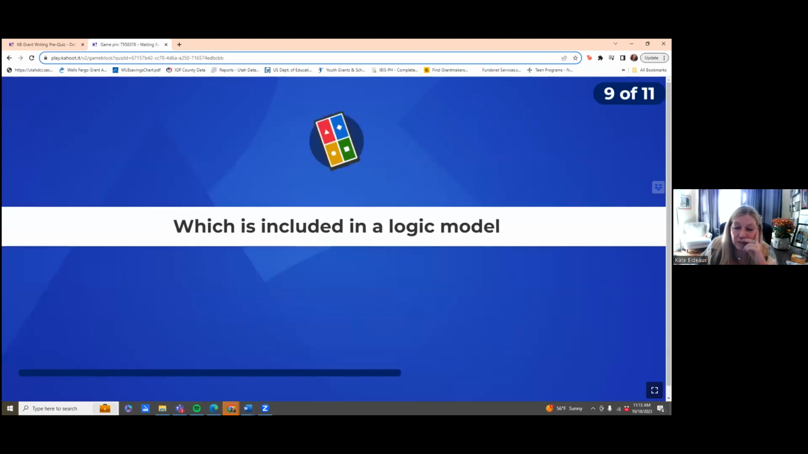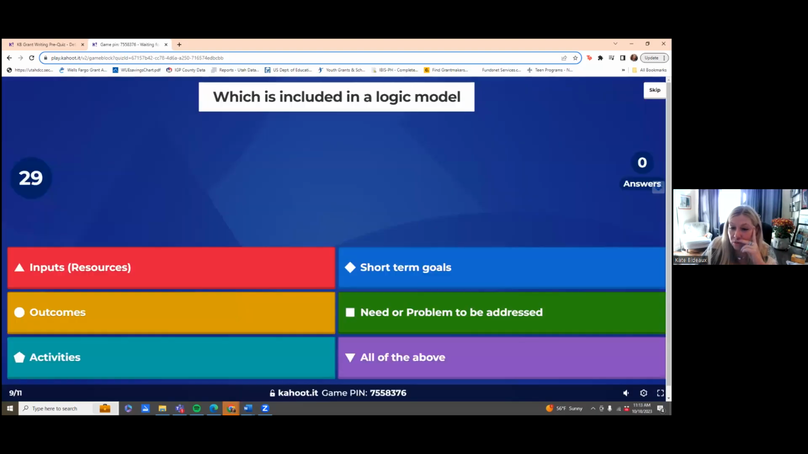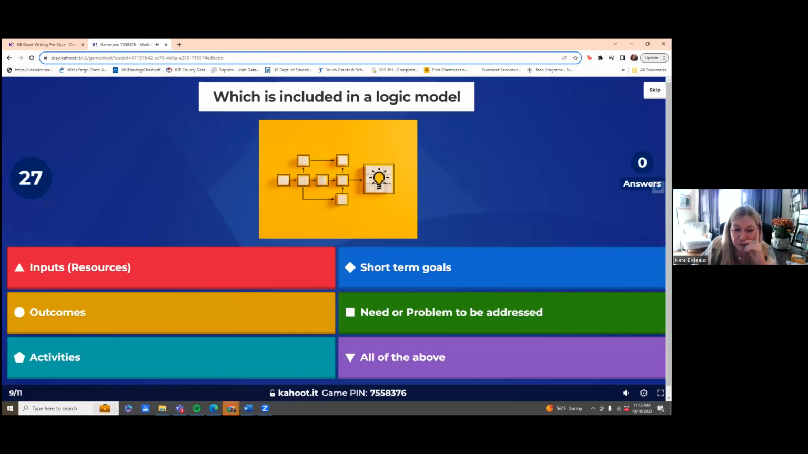Which is included in a logic model? This is kind of a hard one if you don't know what a logic model is. Inputs or resources, short-term goals, outcomes, need or problem to be addressed, activities, or all of the above are included.